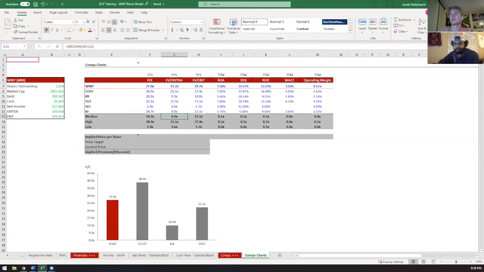So in order to do this, we're going to use the median EV to EBITDA multiple from our comps. And then, real quick.